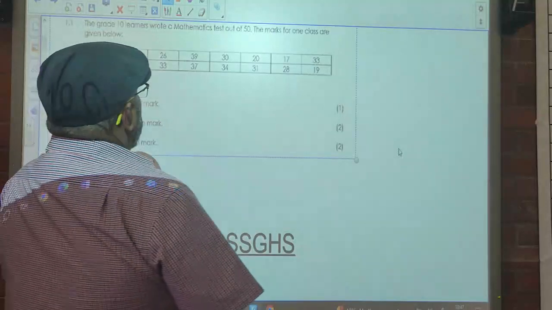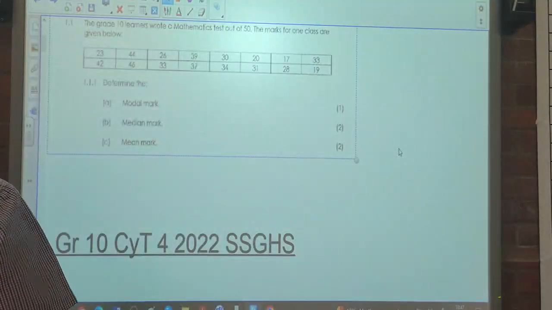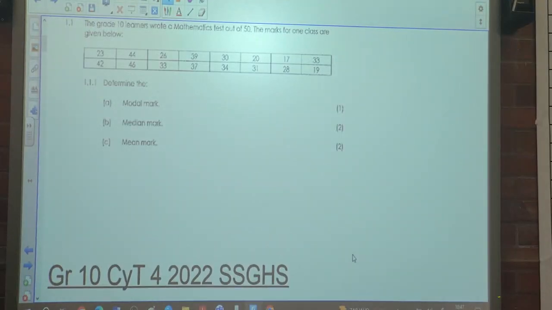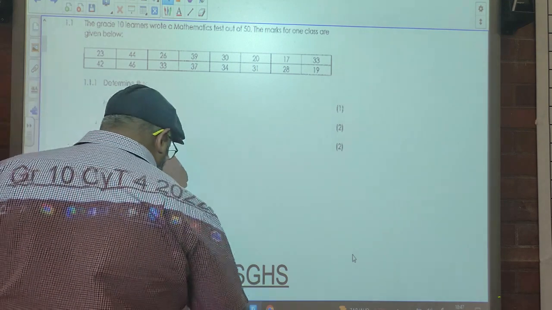The grade 10 learners wrote the mathematics test out of 50. The marks for one class are given below. Are these numbers in order? No. So it's going to be beneficial for us to get these numbers in order. Okay. Can somebody give me the numbers in order, please?